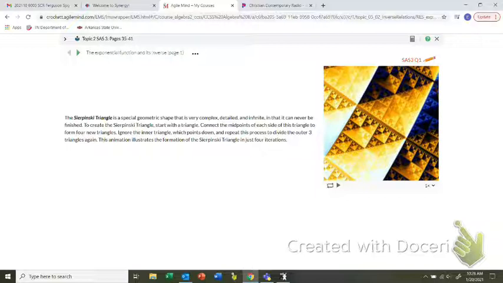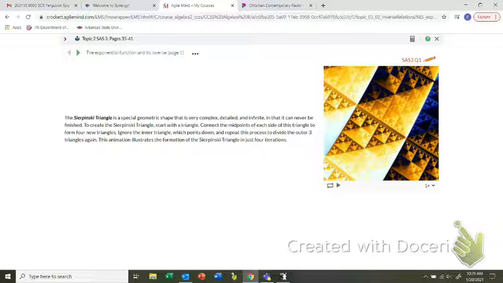All right, so we are going to go ahead and start. And this right here is called the Sierpinski triangle. A Sierpinski triangle is a special geometric shape that is very complex, detailed, and infinite. Remember, the word infinite means it just keeps going and going and going, in that it can never be finished.